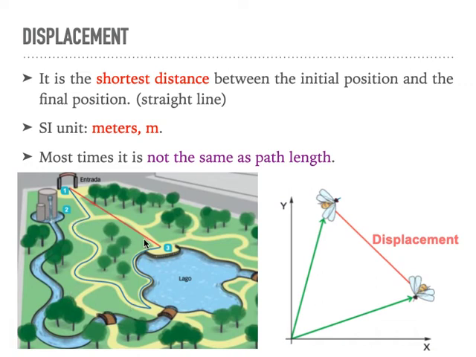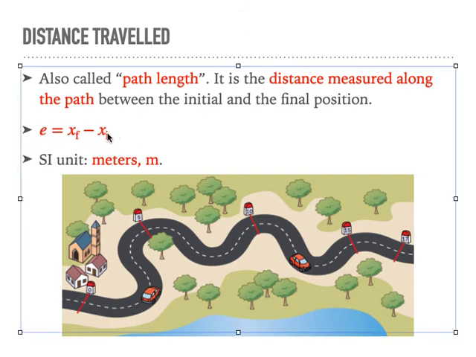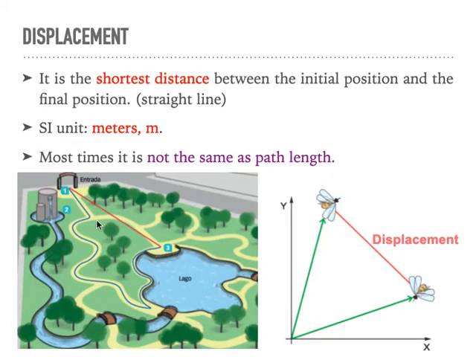This is the path, and if we measure the distance along the path, that's the path length, and this is the displacement, and it follows the same formula. Sometimes, if it's going straight, it's the same formula. But yeah, we're going to use that formula for this one too, because it's going to be the same.